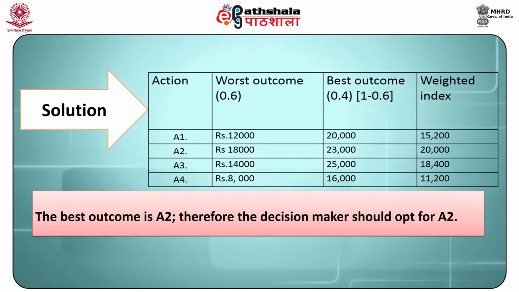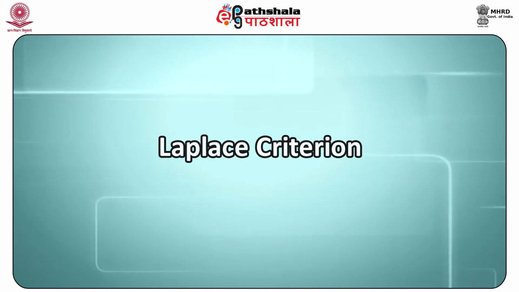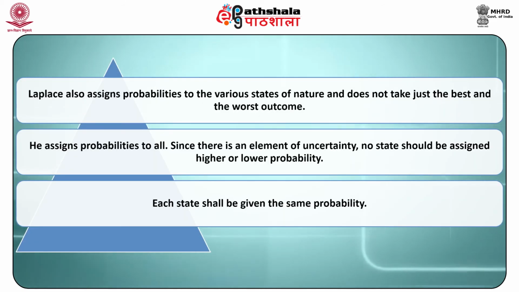The best outcome is A2, therefore the decision maker should opt for A2 as demonstrated in the table. Next is Laplace criterion. Laplace also assigns probabilities to the various states of nature and does not take just the best and the worst outcome. He assigns probabilities to all.